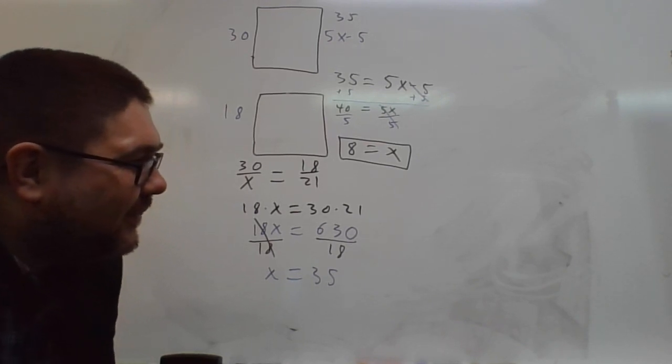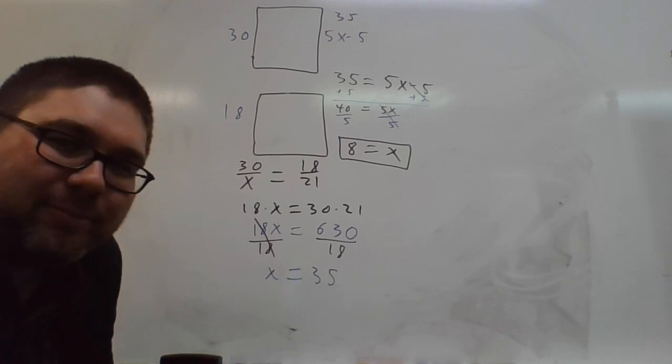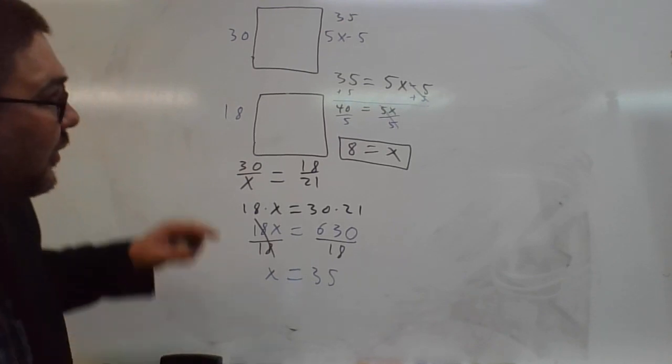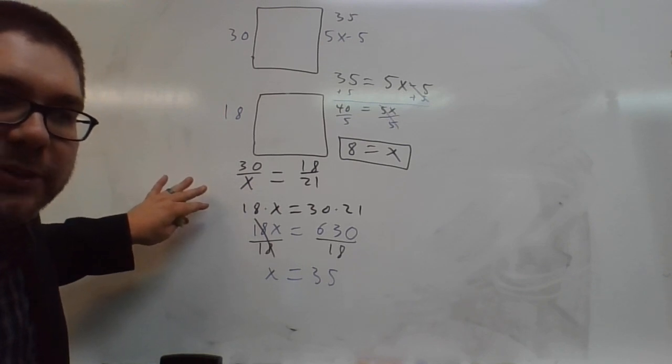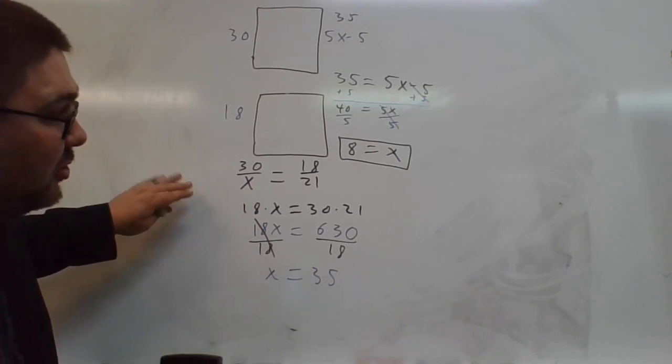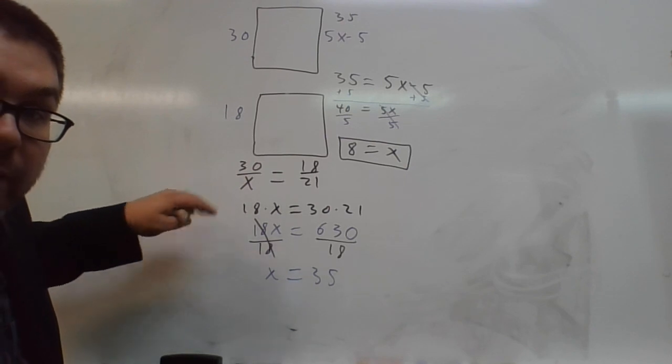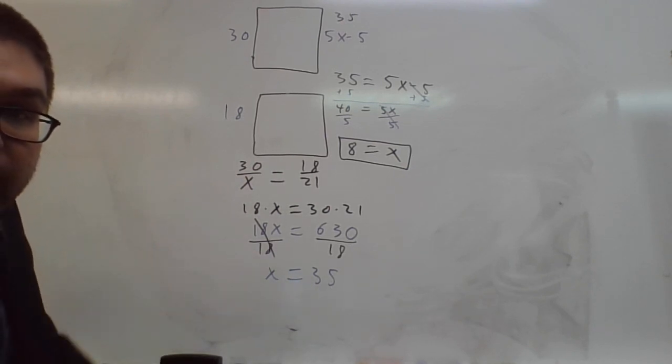Anyway, again, one last run through. Set up the proportions, set up the fractions, and you cross multiply, then you simplify, then you solve.